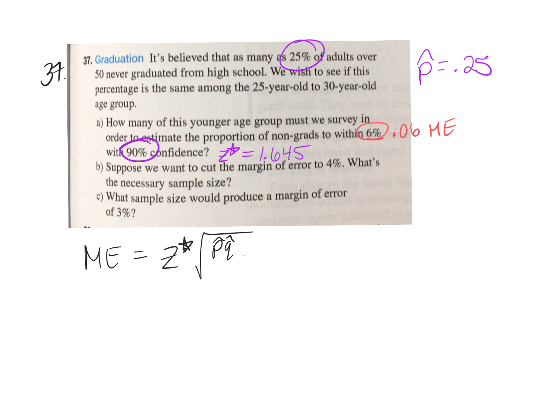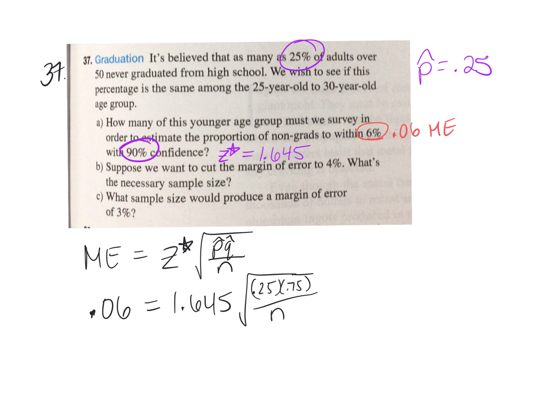Okay, so my formula, margin of error, is Z star times the square root of p hat q hat over n. Margin of error is 0.06. We said Z star is 1.645. And times the square root of 0.25 times 0.75, and n is what we are solving for.